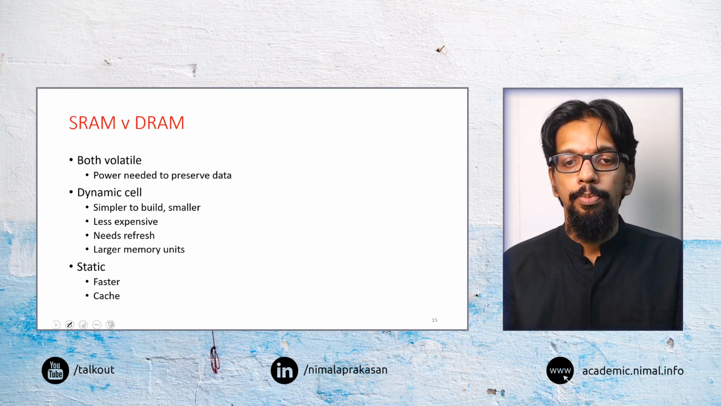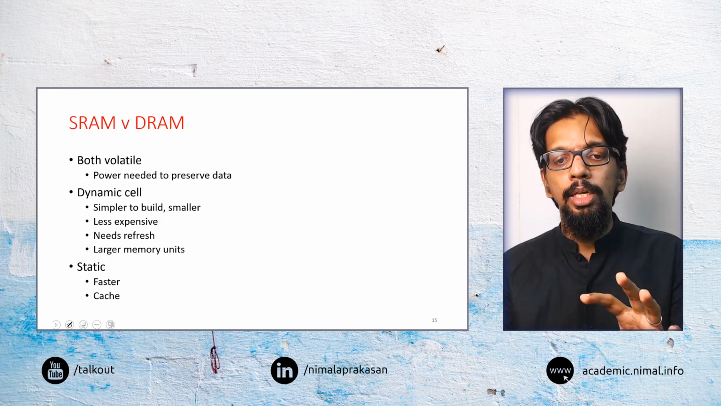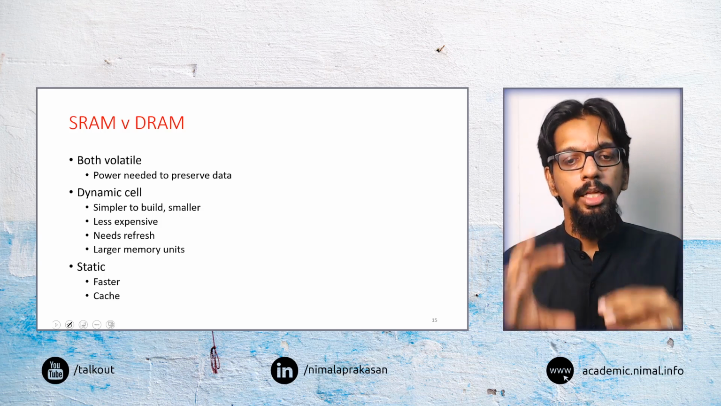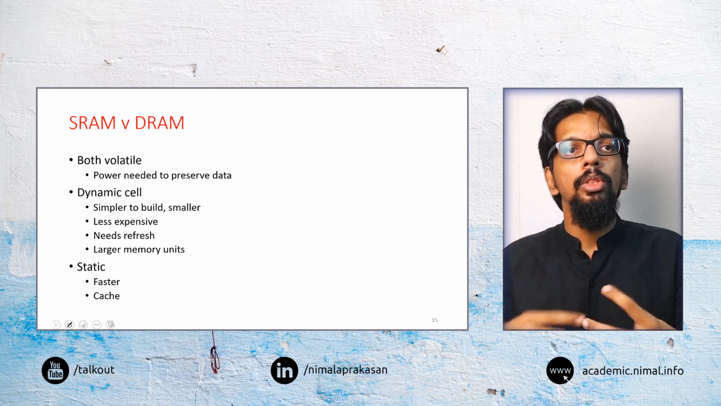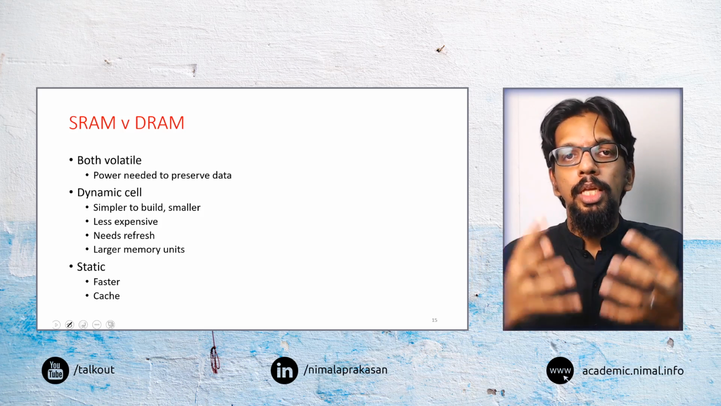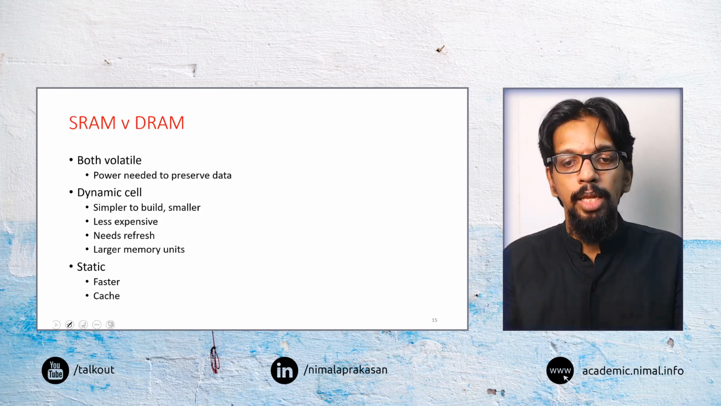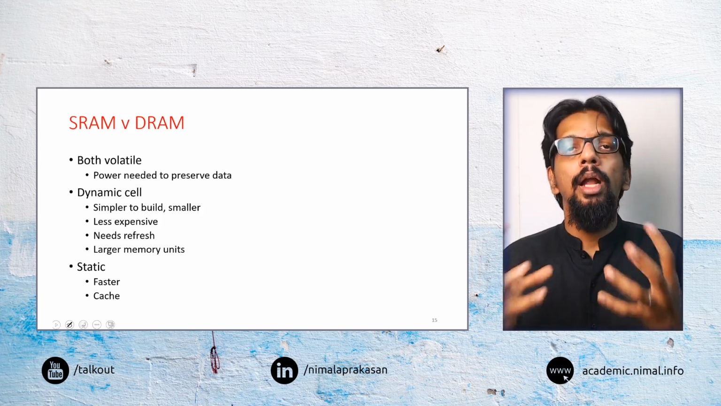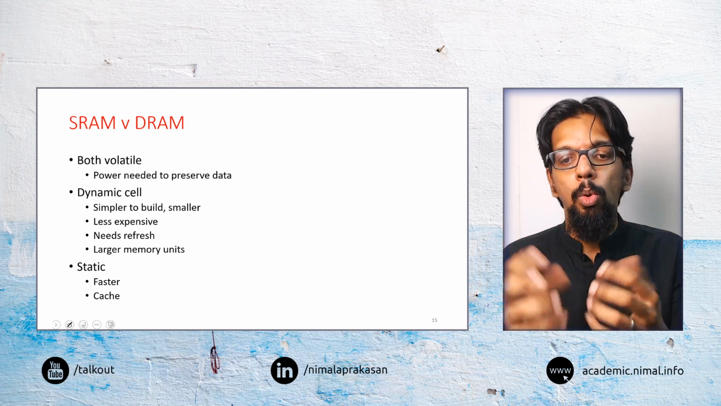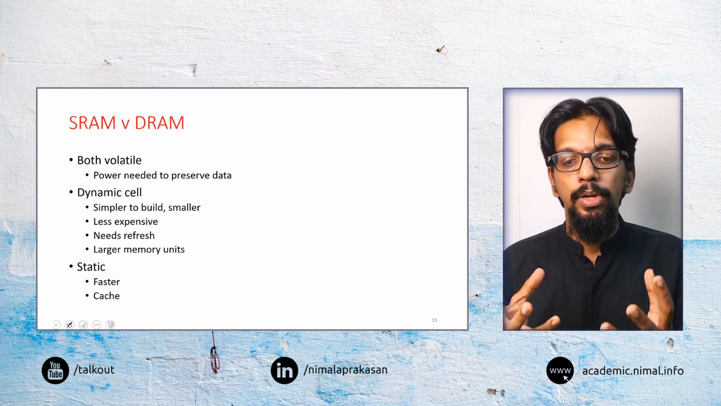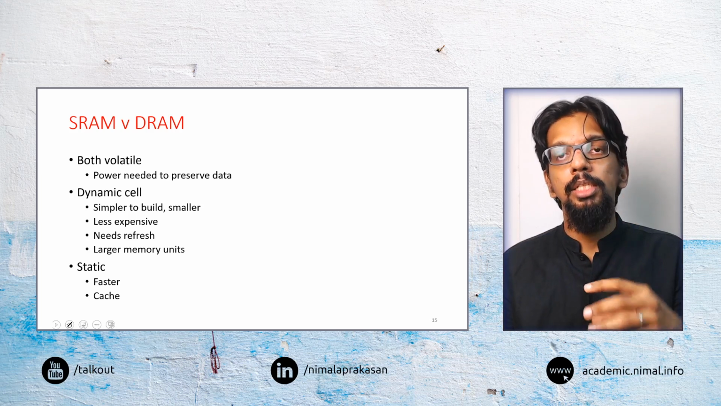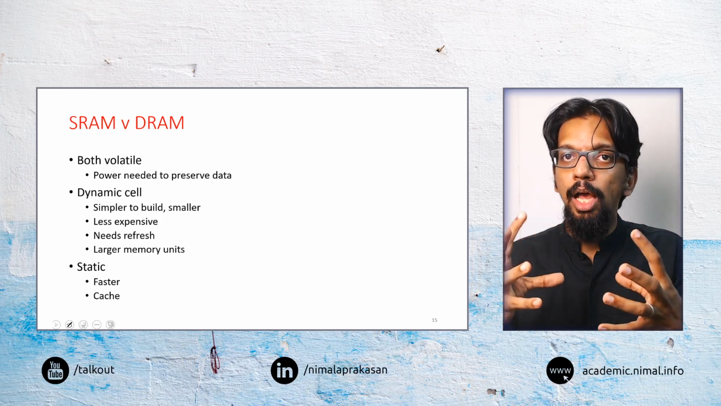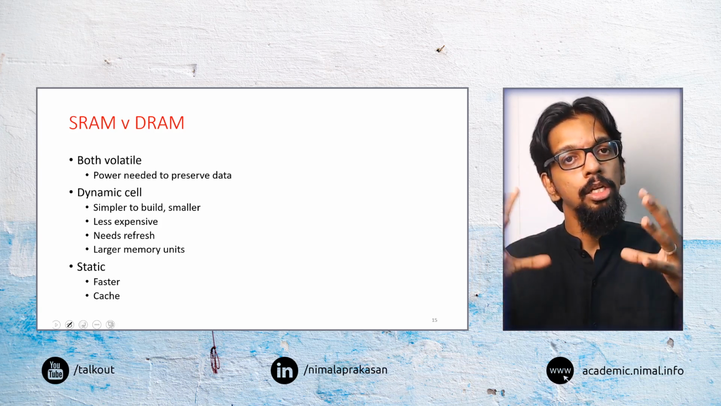But dynamic RAMs are much simpler to build, much smaller and much less expensive. So they can be used in certain memory applications such as main memories. There is the problem of them needing refreshing, but because they are less expensive and smaller, we may be able to build larger memory units. Whereas static memories are much faster, but they are expensive, and they also take up much larger space. So we can only build smaller memories.